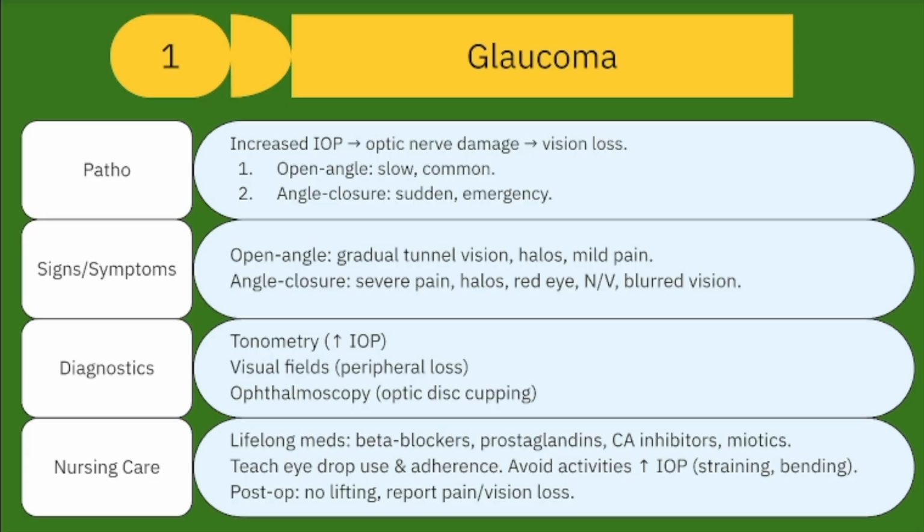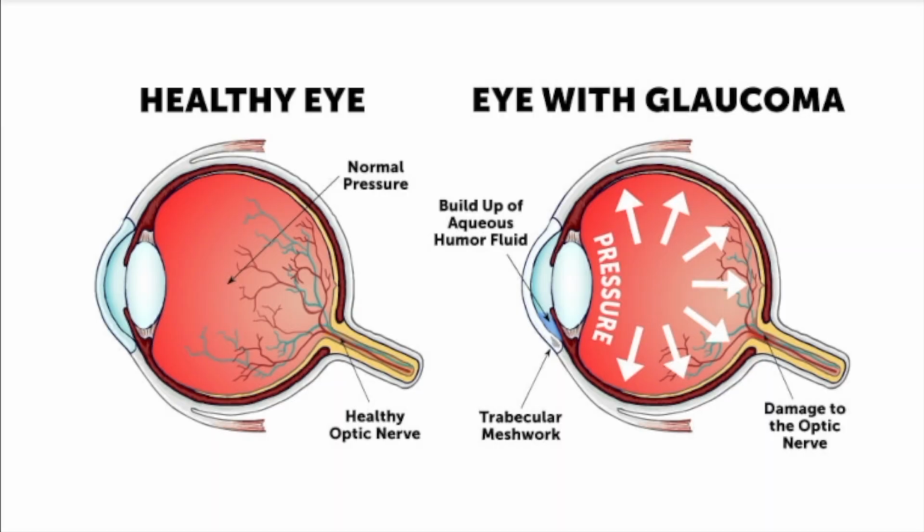prostaglandins, CA inhibitors, miotics. And with nursing care, you want to teach your patients how to use their eye drops and stick to their medications. Make sure they're sticking to that medication regimen and avoid activities that cause that intraocular pressure to increase, such as straining and bending. And sometimes your patient will have to be operated on and go to the operating room for this condition to relieve some of that pressure. And post op teaching, you want to keep in mind no lifting and report pain or vision loss. They should not be experiencing those things.